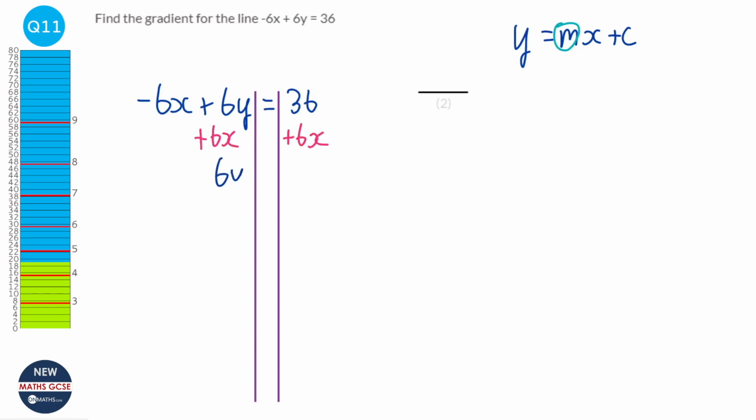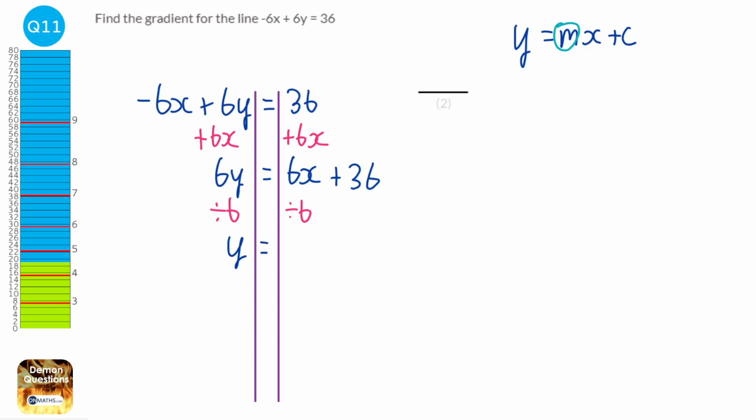So we've got 6y equals, and I'm going to put the 6x first just to match the y equals mx plus c. Right, the next thing I'm going to do is get rid of this 6 because we just want a y there. So we're going to divide by 6 both sides. So we've got y equals 1x plus 36. Now we shouldn't really write 1, but because we're looking for m, we're looking for the number before x, I've kind of left it in there to show that the gradient will be 1.